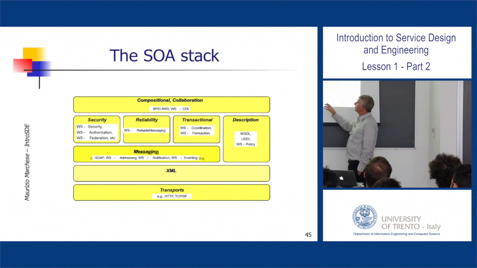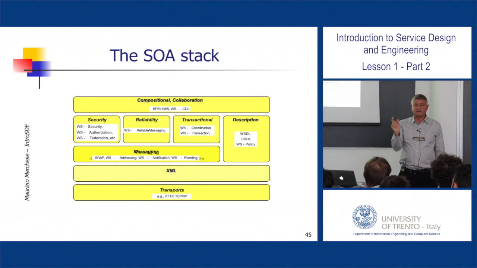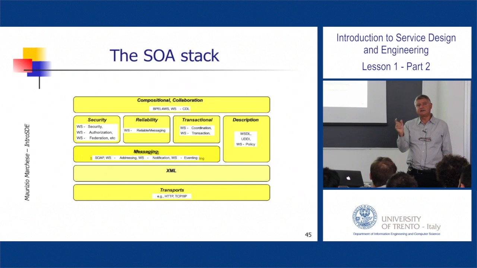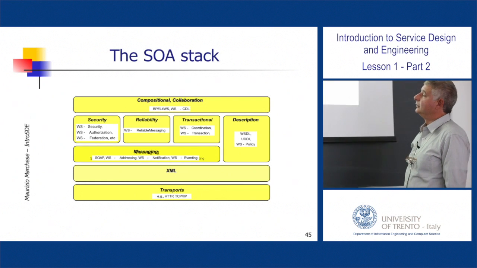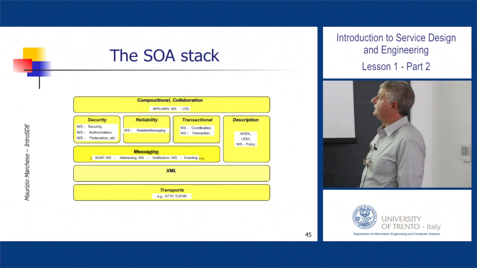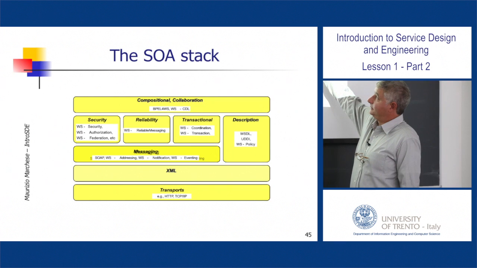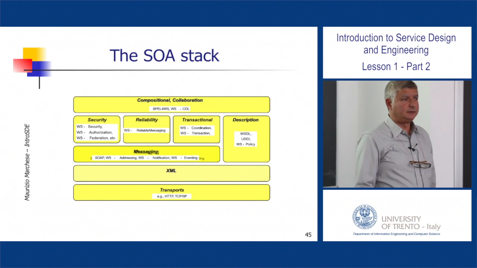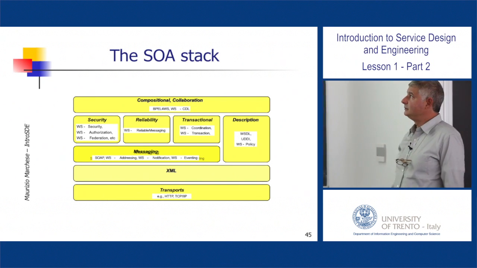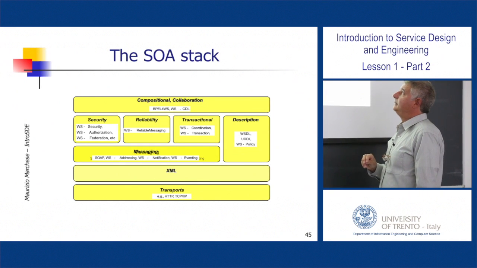And then there are some functionalities. The messaging part, so how we transport messages. Here, the most important protocol is SOAP. We will learn what it is and how to use it. But there are also other ones: addressing, notification, eventing, and some specific ones for specific applications. The other important block is the description. And here again, there is a protocol that plays a very important role, which is WSDL. We will go through it a little bit.